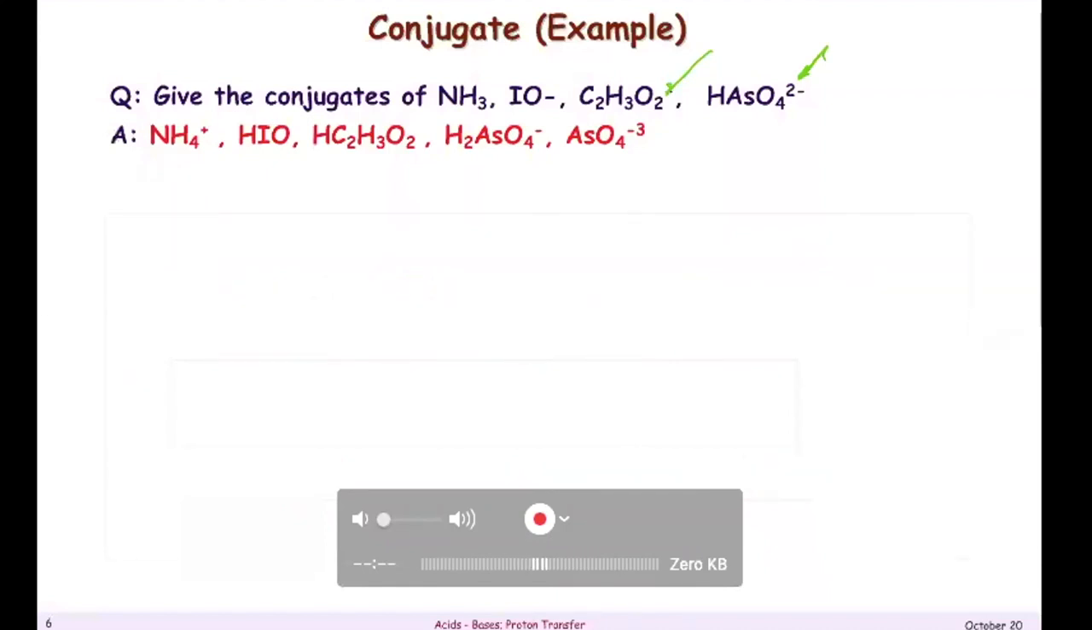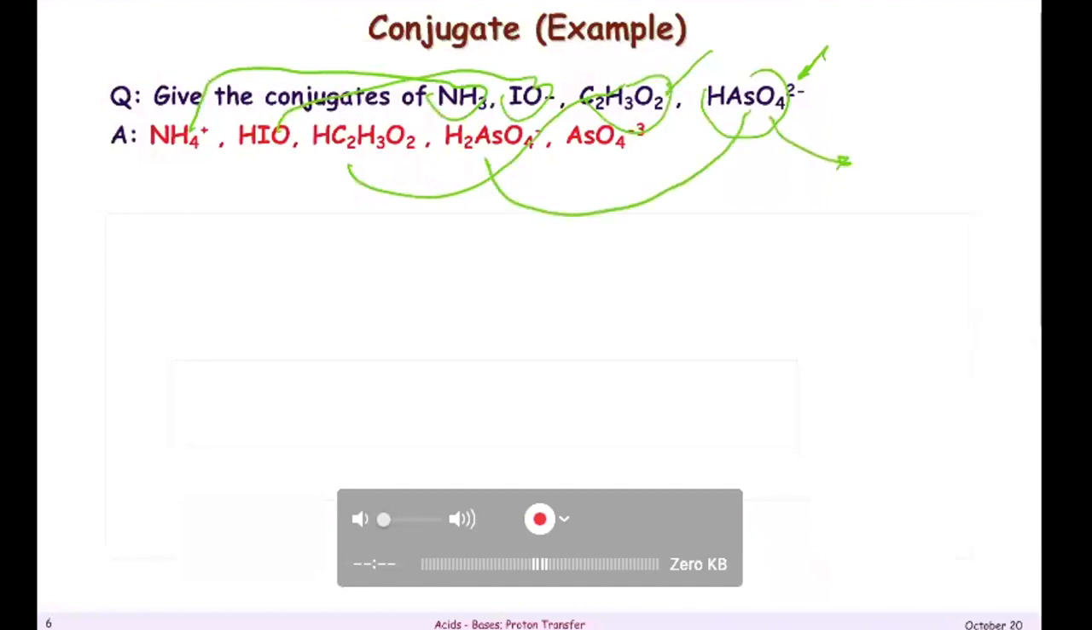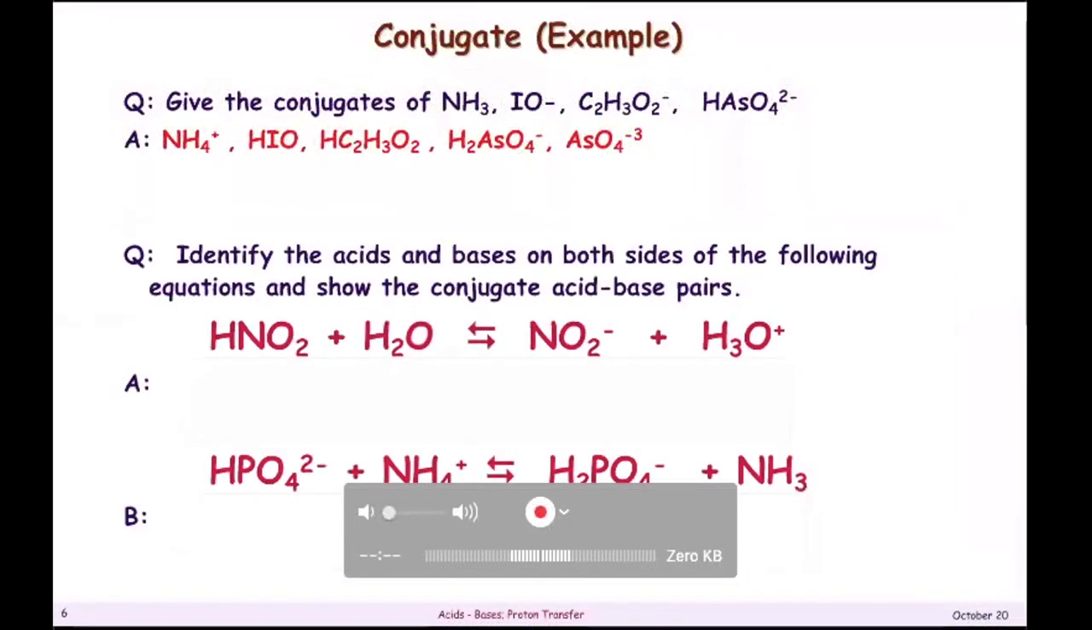We put a hydrogen on that. We put a hydrogen on that. We put a hydrogen on that. We add a hydrogen to that, but we can also remove a hydrogen from ASO42-. So it can have a conjugate pair in which it adds a hydrogen, but it also can have a conjugate pair in which it removes the hydrogen, depending on the chemistry. It depends on the chemical reaction that you have.